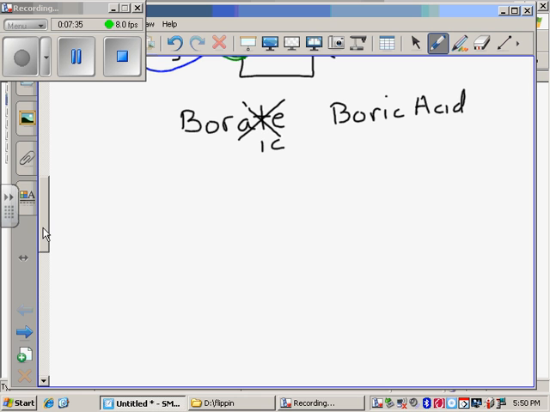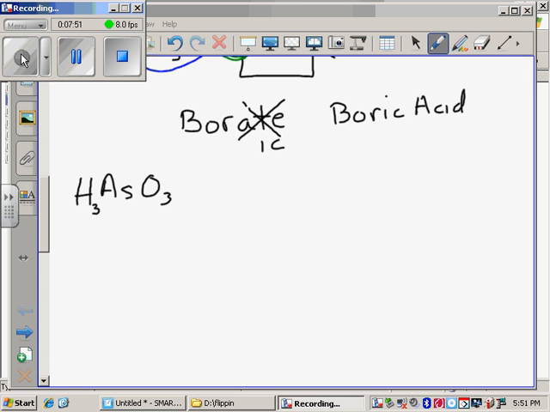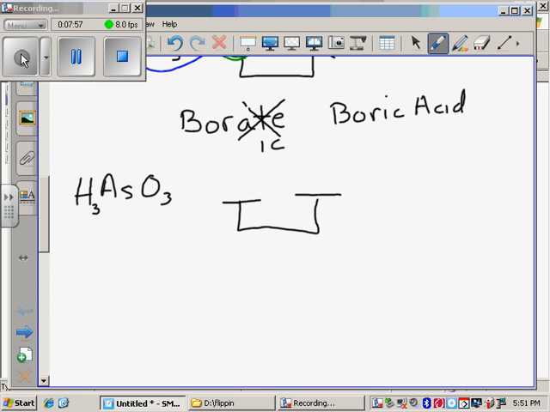Another example, we'll go ahead and do H3AsO3, with some hydrogens with that. So H3AsO3, again thinking that it is ionic, I would make my scales. You would have a hydrogen here, another hydrogen here, and another hydrogen here, totaling up to +3, because on this side we have the AsO3 polyatomic ion, which has the name arsenite, -3.